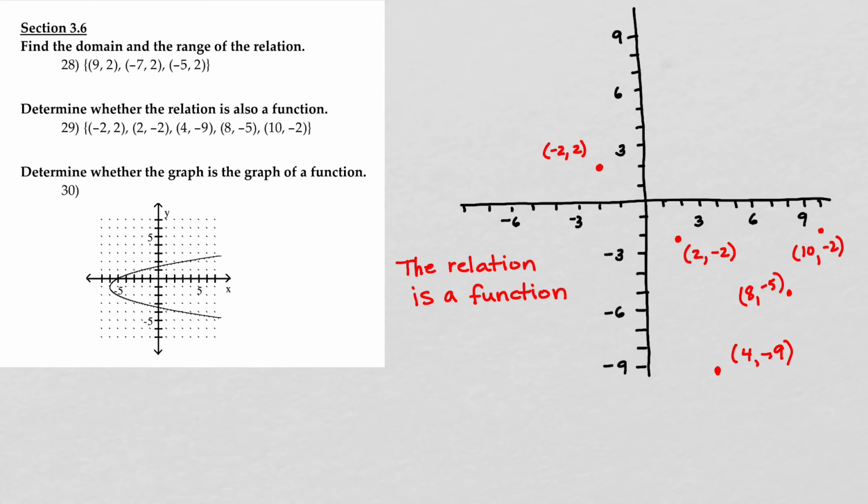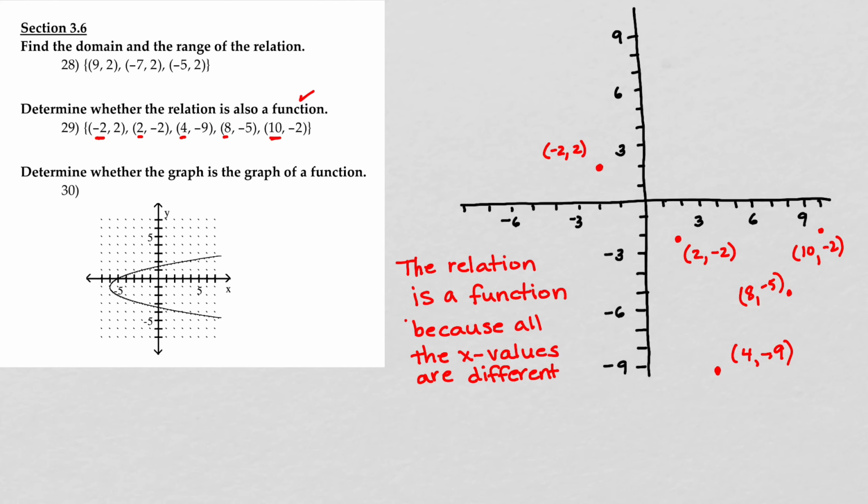So I would say the relation is a function because all the x values are different. So it's not really necessary to create the graph. Personally, I find it a lot easier to draw the graph, plot the points, and then I can see there's no way to draw a vertical line through 2 points at the same time. And then I know the relation is a function. But really, you just have to check the x values, -2, 2, 4, 8, and 10. They're all different. It's a function.